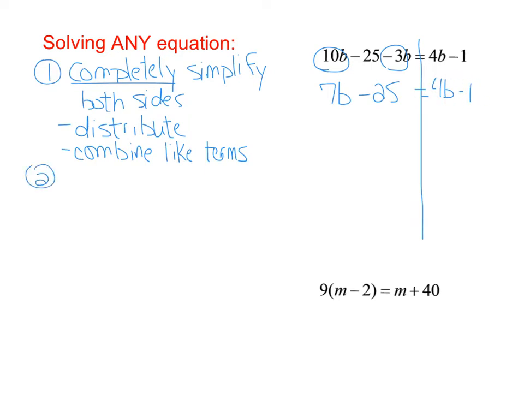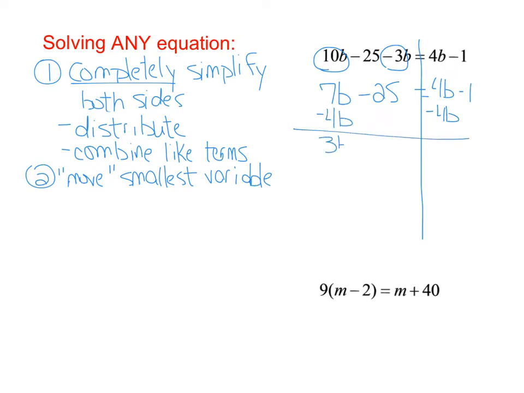The next step is going to be to move that smallest variable. And remember, that's in general. Sometimes you'll need to move that larger variable, and we'll talk about that when that shows up. So I've got a 7b and a positive 4b. 4b is smaller, so I'm going to subtract 4b from both sides. 7b minus 4b is 3b. Bring down the negative 25. 4b minus 4b is 0, and that's a negative 1. Be careful, you'll be likely to lose that minus sign there.